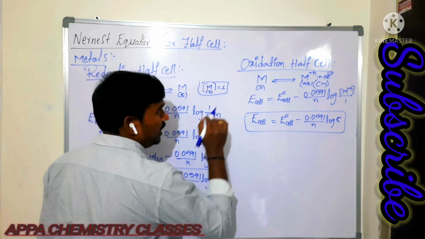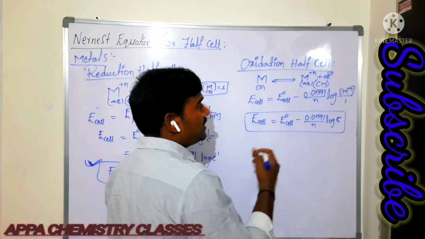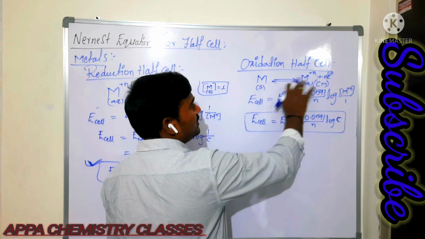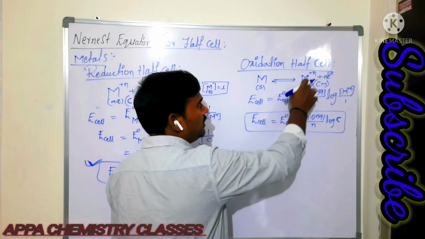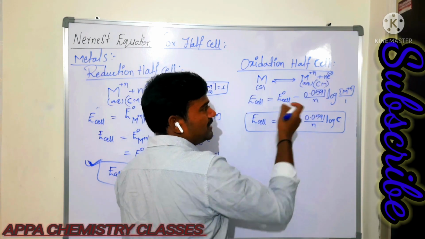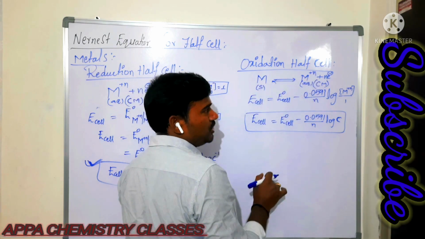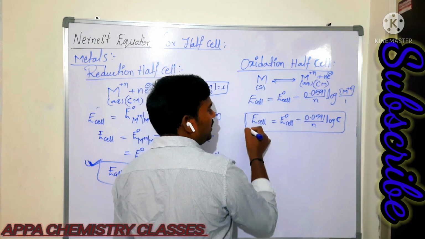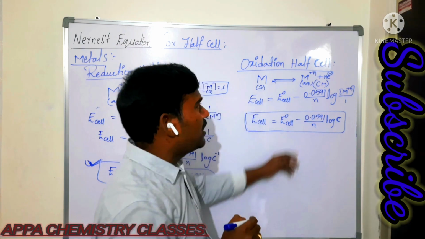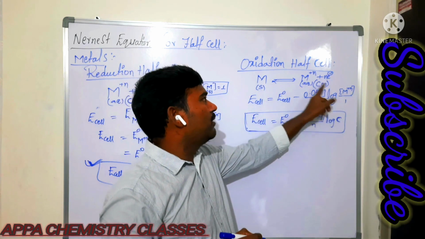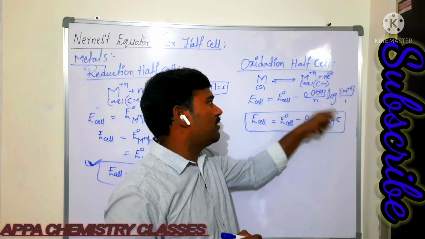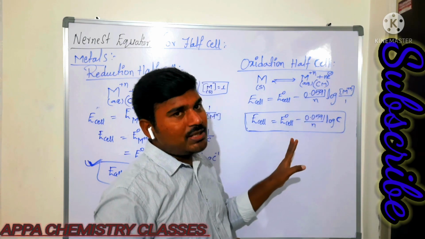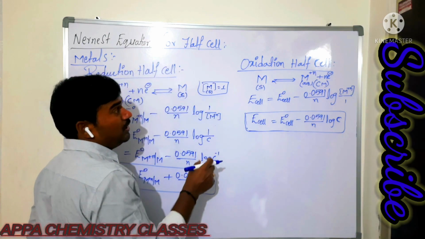Next, for the oxidation half cell, what is the Nernst equation for a metal electrode? Here the metal is undergoing oxidation. The metal is dipped in the solution with concentration C. Then this is the Nernst equation, and we finally get this equation, because the active mass of the solid is 1, that is concentration of product by concentration of reactant, and the concentration of product in aqueous solution is C. Is that clear?